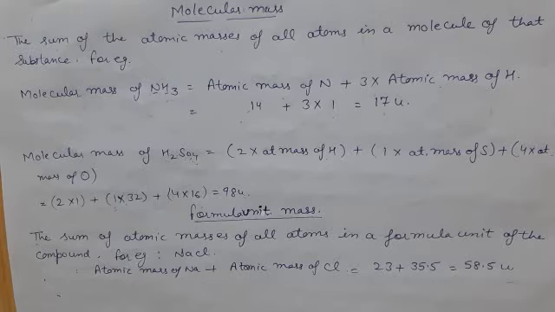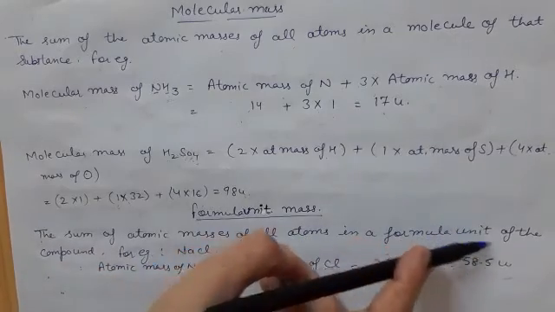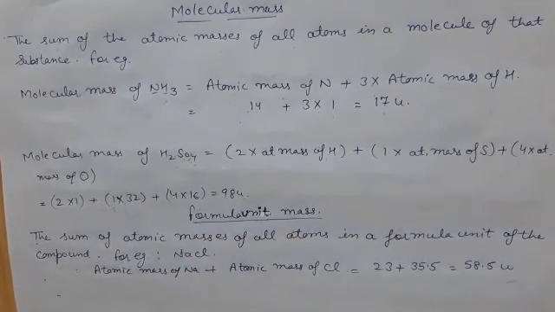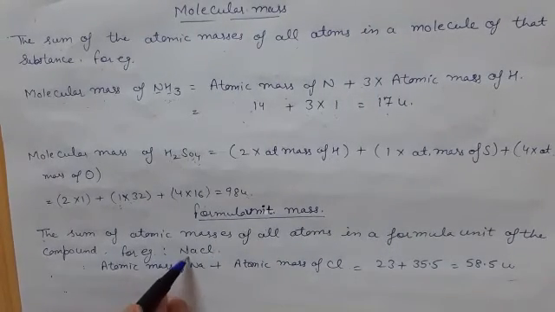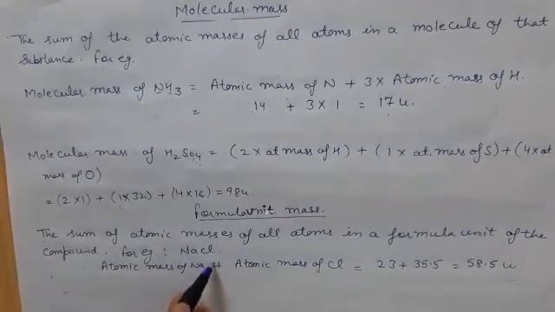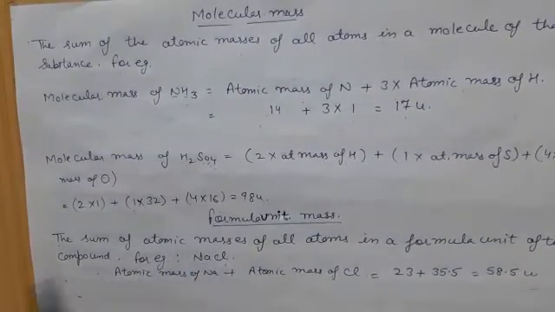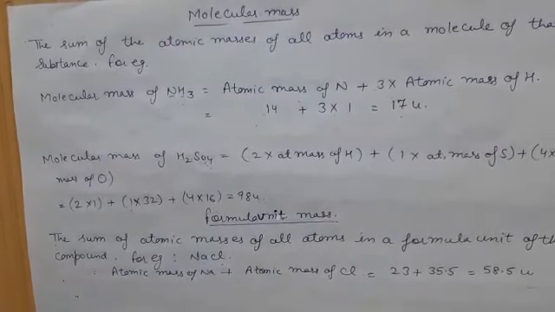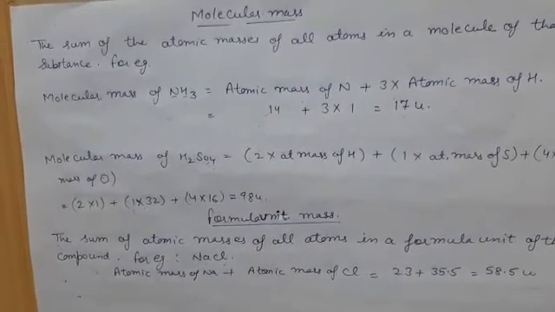So how can we define it and how can we calculate it? We can calculate it as the sum of the atomic masses of all atoms in a formula unit of the compound. For example, sodium chloride. We know sodium is a positive ion and chlorine is a negative ion, so it is an ionic compound. So for its calculation we will use formula unit mass. How can we calculate formula unit mass? It is the same as molecular mass.